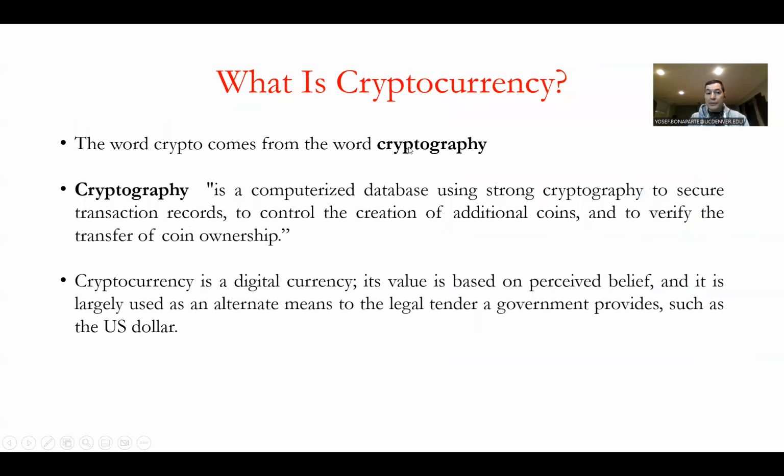Well, what is a cryptocurrency? Cryptocurrency came from the word cryptography. It is a computerized database using strong cryptography to secure transaction records, to control the creation of additional coins, and to verify transfer of coin ownership. This technology, cryptography, allows us to have Bitcoin and other coins that we have now, because now you cannot do double spending. Double spending means if you have 5 coins and you buy with 6 coins, and you can buy 3 coins here, 7 coins there, nobody knows what you're doing. But now with cryptography, there's accountability, and there is no double spending problem.